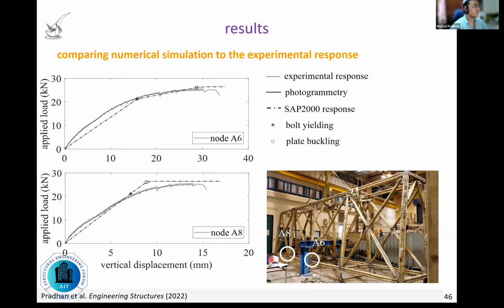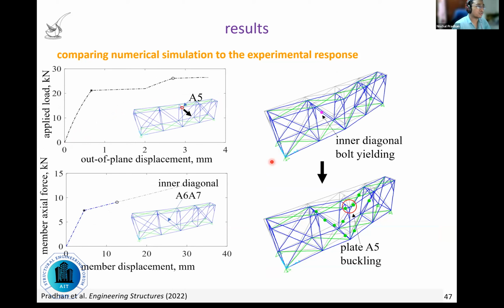Here I show you the plots of the numerical response along with the experimental, and you can see that the numerical response can indeed give an accurate prediction of the experimental. In particular, the numerical response can also predict the order of failure modes. That is, first failure mode by yielding bolts, which causes the bridge to enter the plastic stage, and collapse by means of buckling of plate A5, which results in a large out of plane deformation of the node A5.